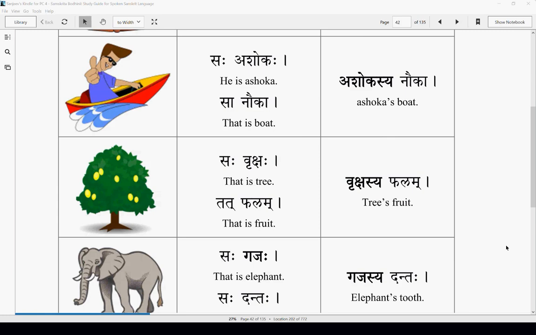So in this case, like the last one, you would say tat vrikshasya phalam. If you want to say that is the tree's fruit, then you can say tat vrikshasya phalam, meaning that is the fruit of that tree. You can add asti, which might sound better for understanding the meaning: Tat vrikshasya phalam asti. That is the fruit of the tree.